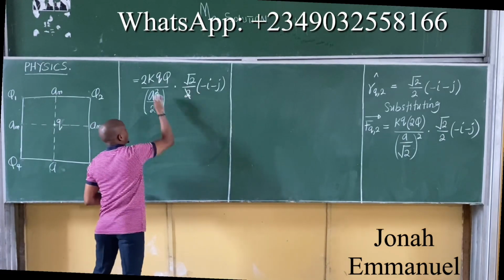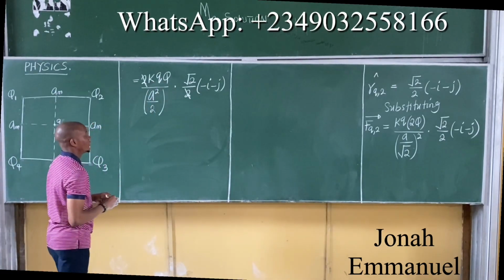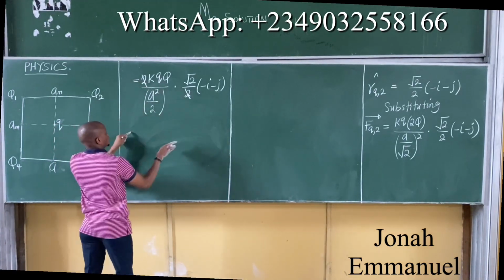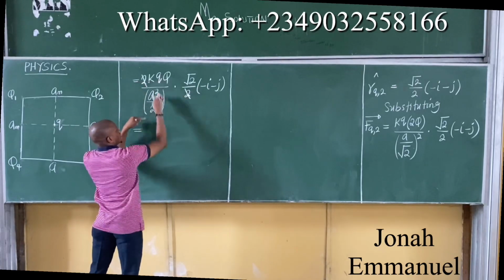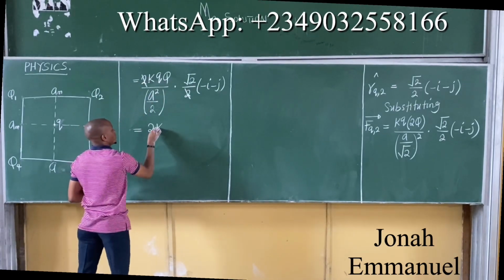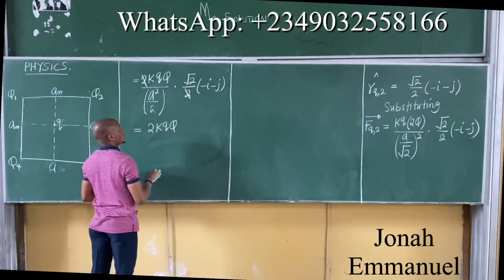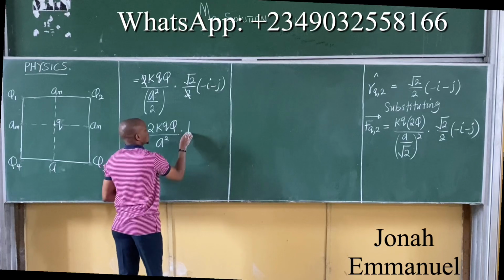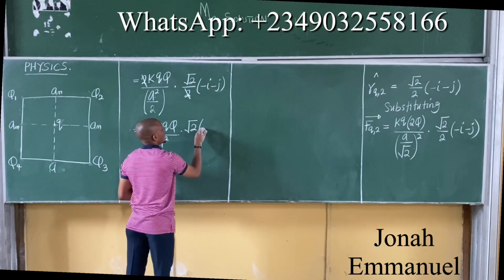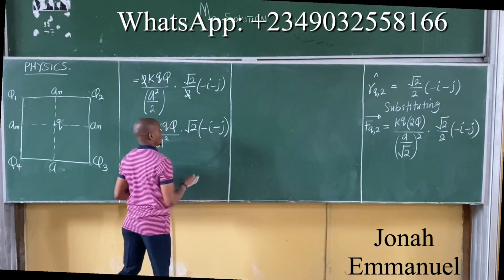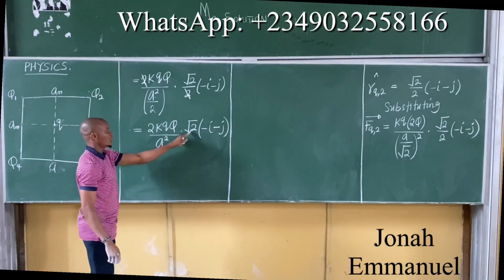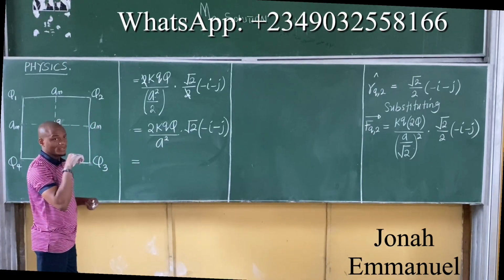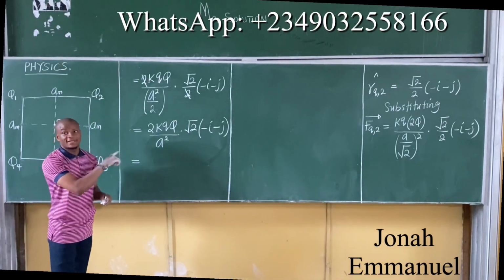Obviously, this one here will cancel this. And it's mathematically correct. Next up, we said for this one here, these two will switch. So 2 comes here and becomes 2K QQ all over a squared dot root 2 into minus i minus j. Of course, this one comes from here. That's now equal to, now listen to this. Listen. Get the facts here.